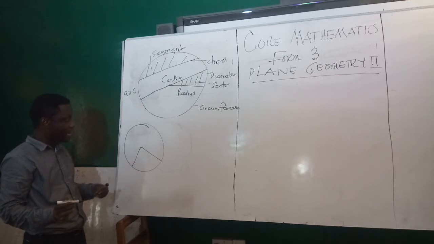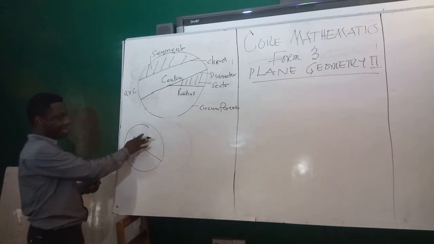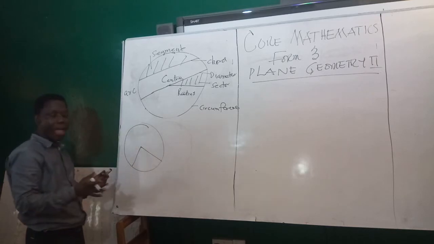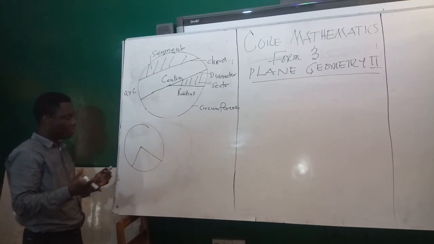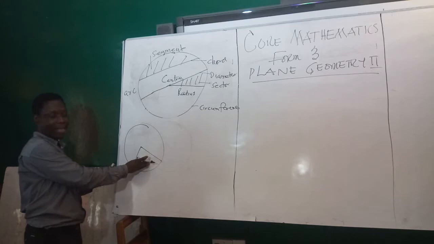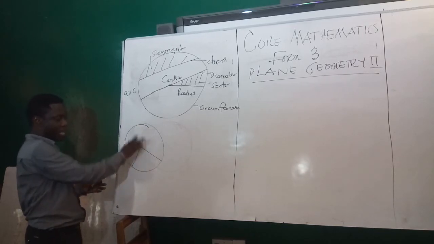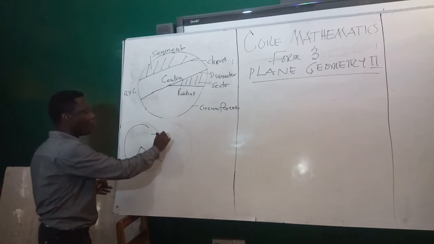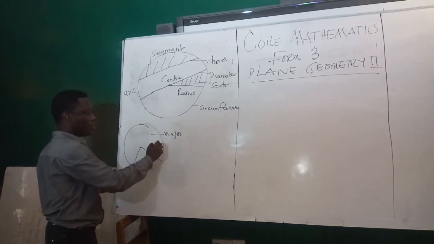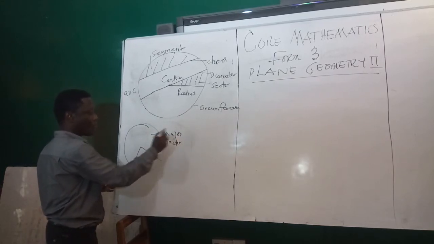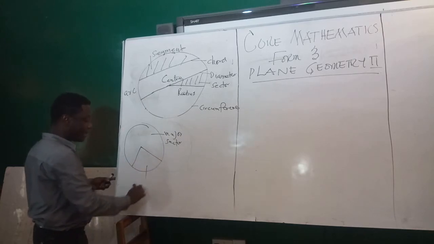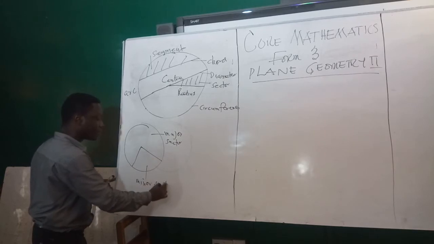And you could see in this case, for example, that the sector we have here is basically an area between two radii. So this area is actually a sector. This is also a sector. But you notice that this one is bigger than this one. Now the bigger one we call a major sector, and then the smaller one we call a minor sector.